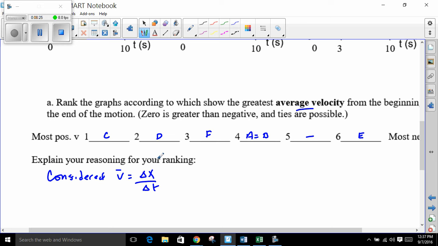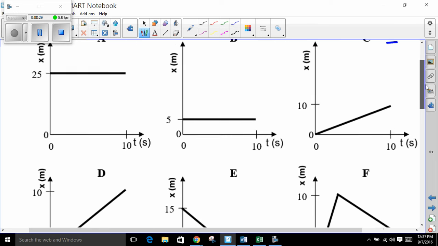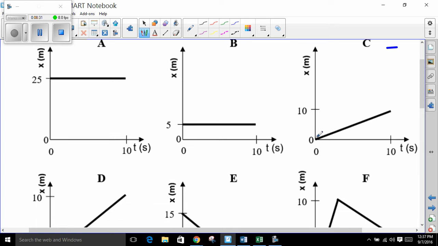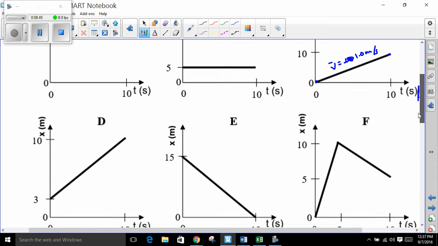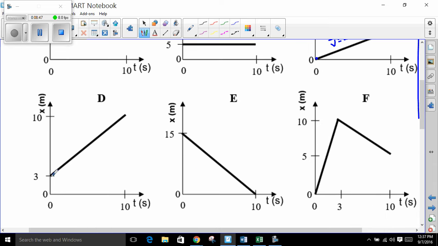C is going from 0 to 10 meters in 10 seconds. So this has an average velocity of 1 meter per second. D is next. There we're going from 3 to 10 in 10 seconds. So that's going to be 0.7 meters per second.